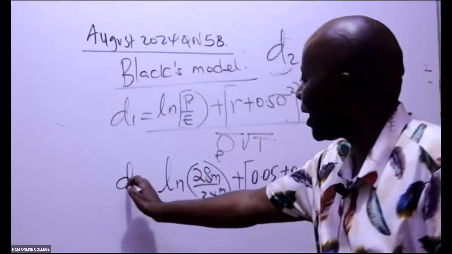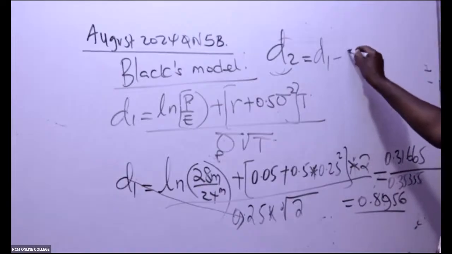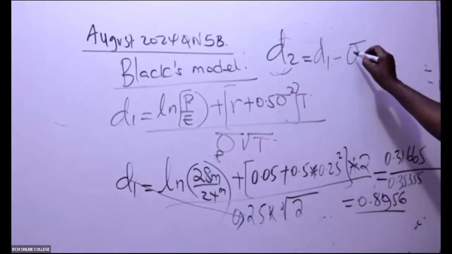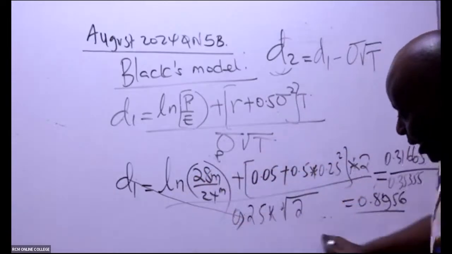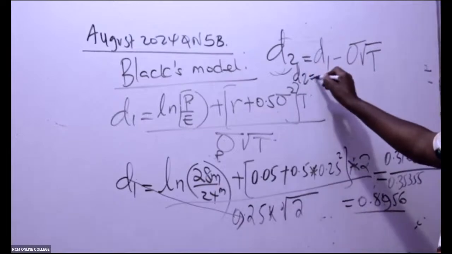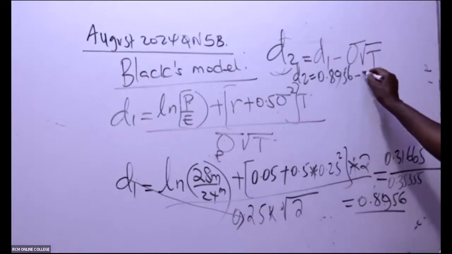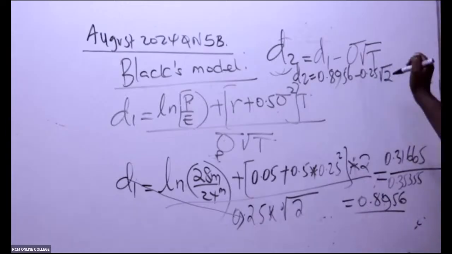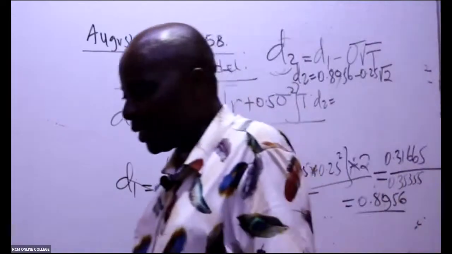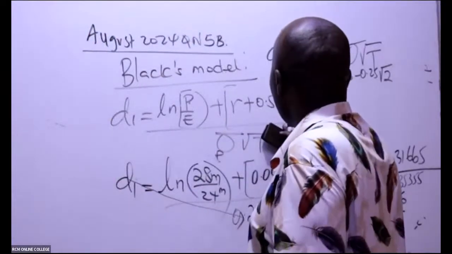So my D2 is like this. D2 will be D1 minus the standard deviation, root of T. This diagonal. You take D1 minus this. So D2 will be equal to the D1 that you have just gotten here, 0.8956, minus this, the way it is, 0.25 root 2. Is there somebody who is able to give me this D2 figure?